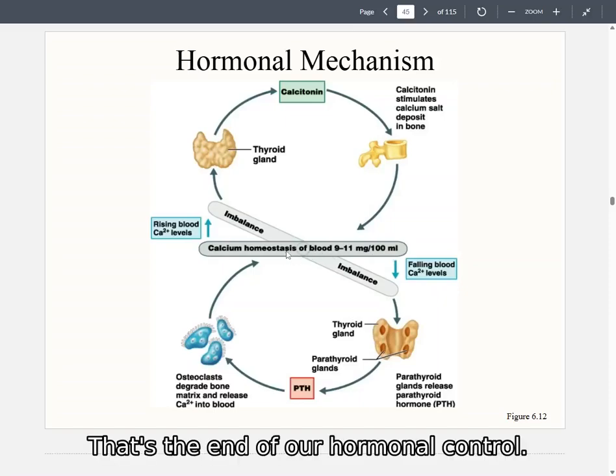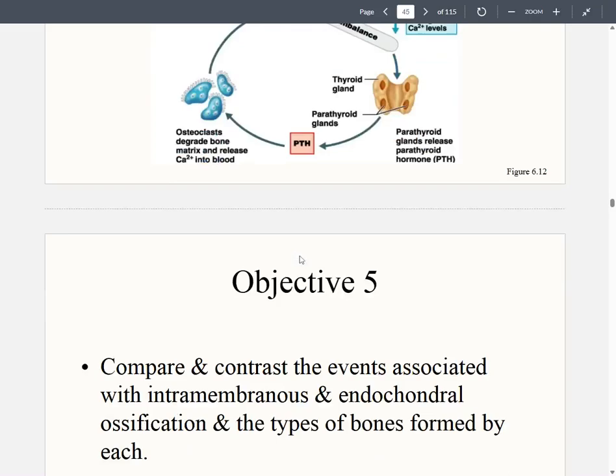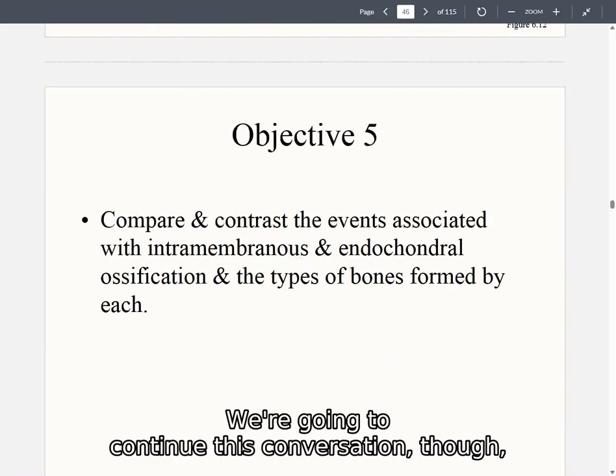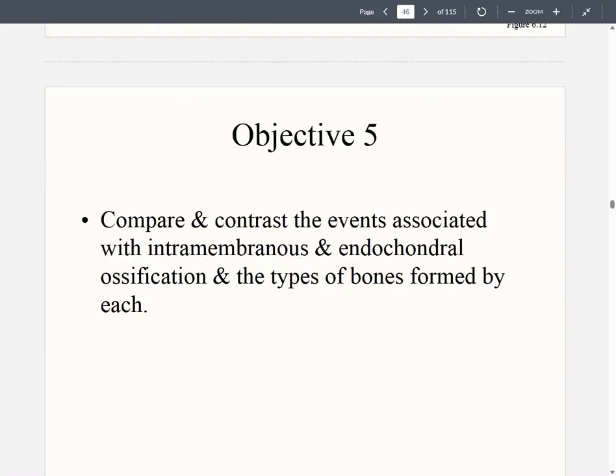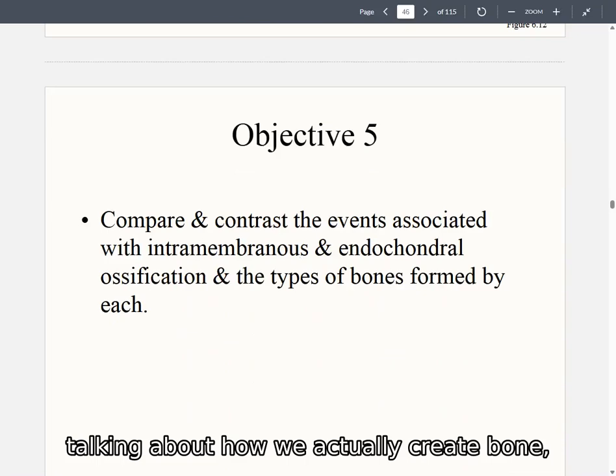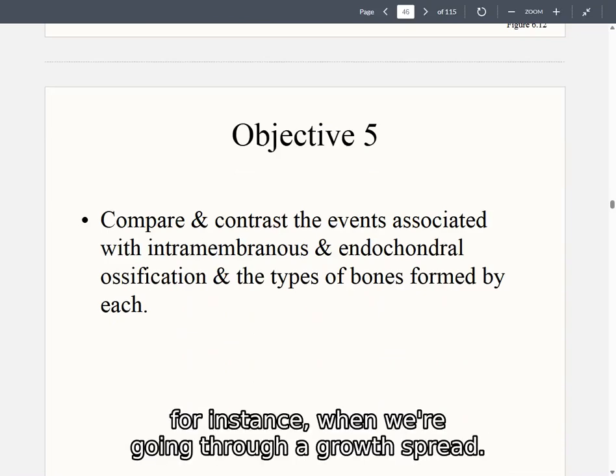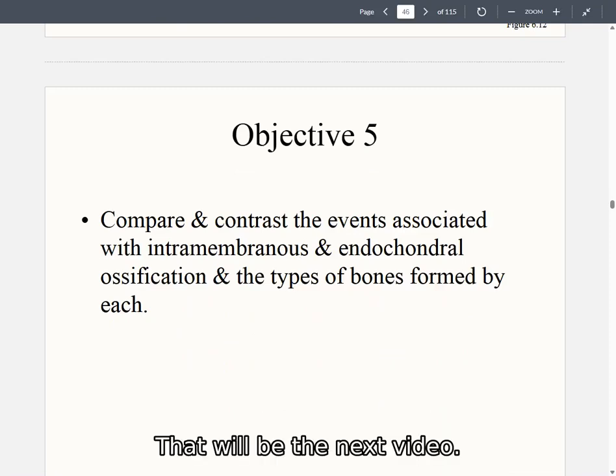All right, so that's the end of our hormonal control. We're going to continue this conversation, though, talking about how we actually create bone, for instance, when we're going through a growth spurt. So that will be the next video.